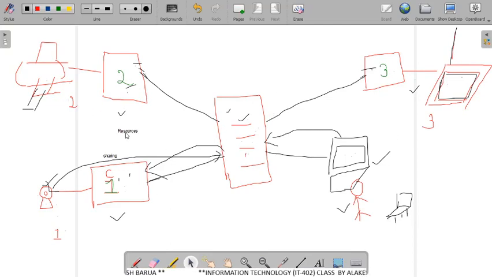And what does sharing of resources mean? Sharing of resources means that a user can access any device that is connected over the network. This is known as sharing of resources. These devices are known as resources, and resources being accessed is known as sharing. So, sharing of resources. Got it?